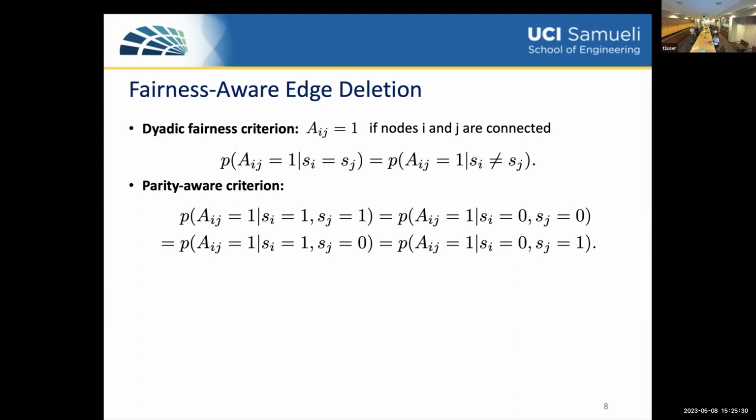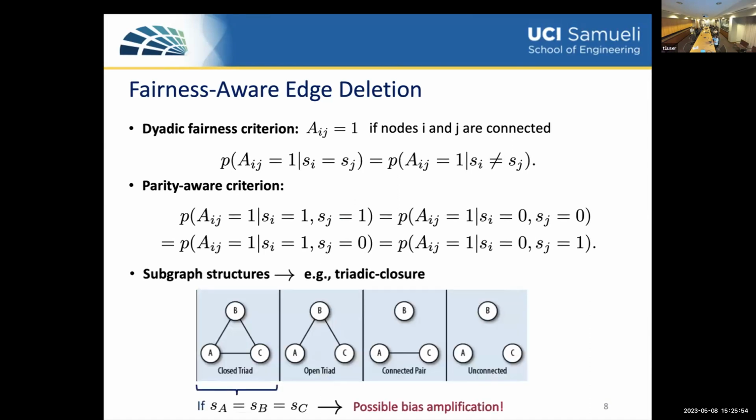Another criterion would be, in addition to whether the sensitive attributes are the same or not, we should look at exactly what the sensitive attributes are. And a more fair dataset should be one where the edges are more balanced regardless of what the sensitive attribute is.